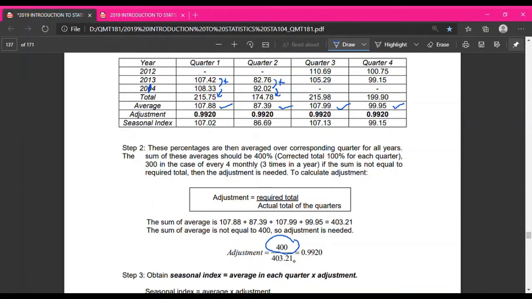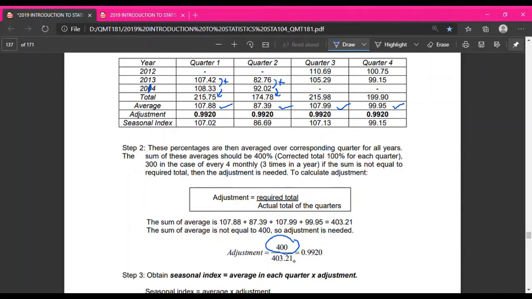Bahagi dengan actual total of the quarter means that you kena tambah semua total ni. Kena tambahkan average. Actual total of average 107.88 plus 87.39, this one, plus 107.99 plus 99.97, which is 403.21. Okay, actual total of the quarters. Tambah all the average here, you akan dapat actual total. So, bahagi dua ni untuk dapatkan nilai adjustment.